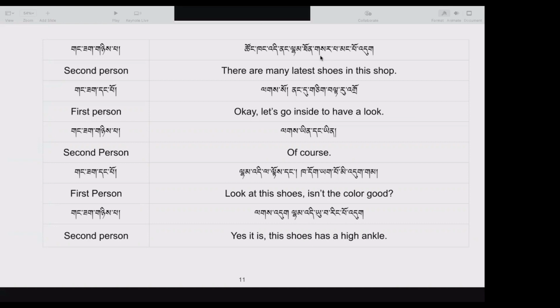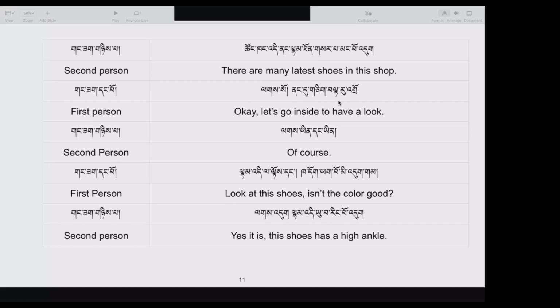Sam tön saba mangbo, which means there are many latest shoes. So here, the word "many latest" describes the shoes which are in the shop. So there are many latest shoes in this shop.